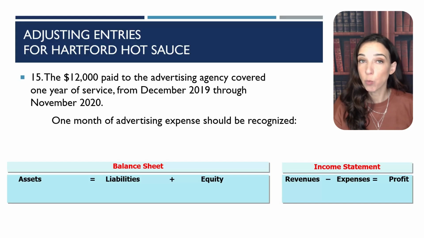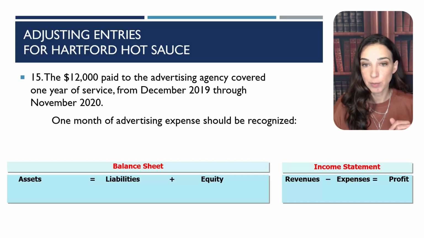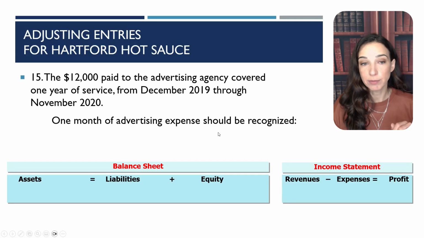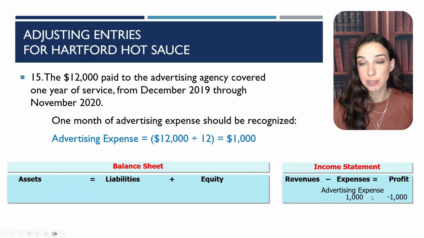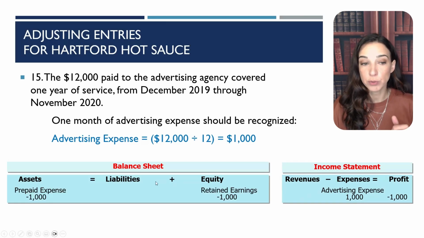We have used up 1 month and only have 11 months remaining. So 1 month of advertising needs to be recognized. We're going to recognize advertising expense of $1,000. We could put it together in selling, general, and administrative. We could keep it separate. It doesn't really matter. Our profit goes down. Correspondingly, the retained earnings goes down.